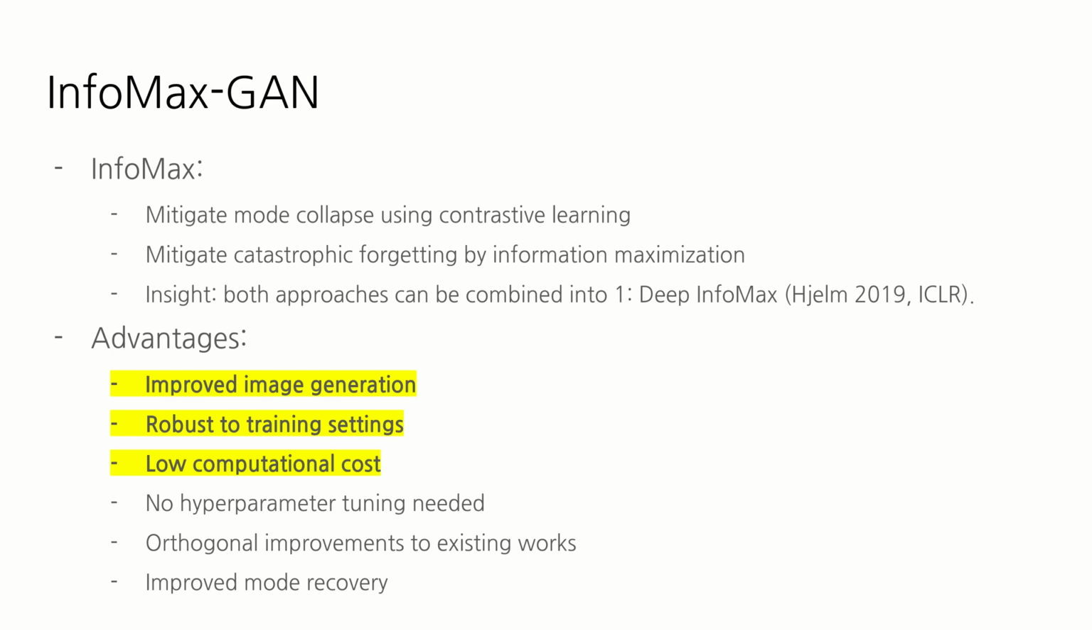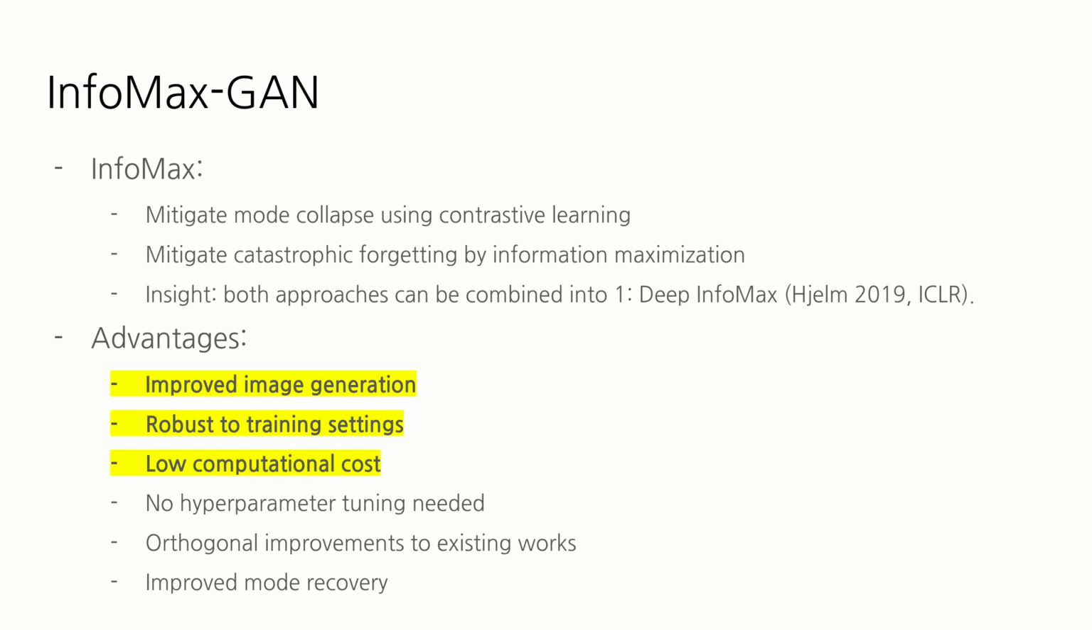In our work, we aim to mitigate mode collapse via contrastive learning and catastrophic forgetting by using information maximization to improve discriminator representation learning. Our main insight is that both approaches can be combined into one based on the Deep InfoMax work introduced in ICLR 2019. Doing so, we show our approach has a very wide range of improvements. In the interest of time, I will only explain the first three advantages, with the remaining details available in our paper.